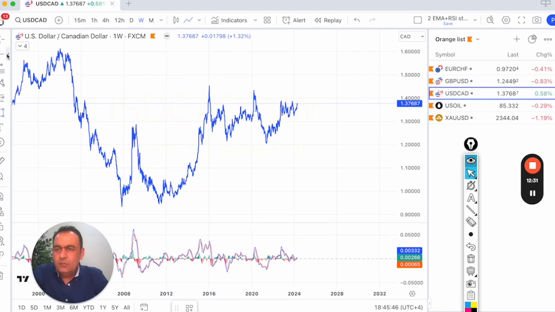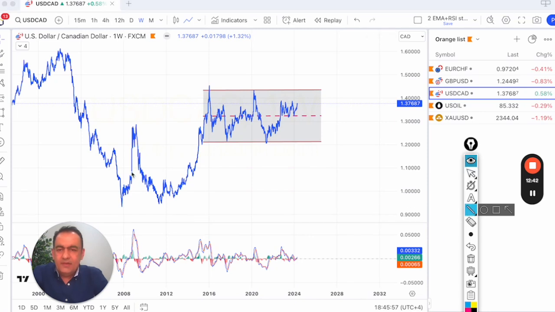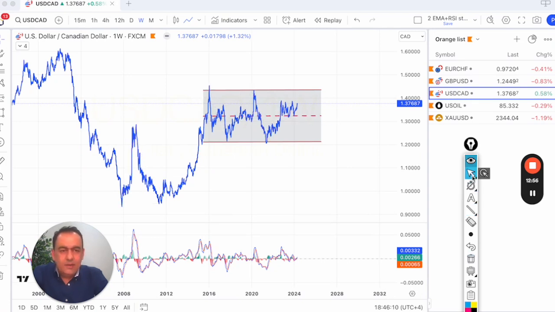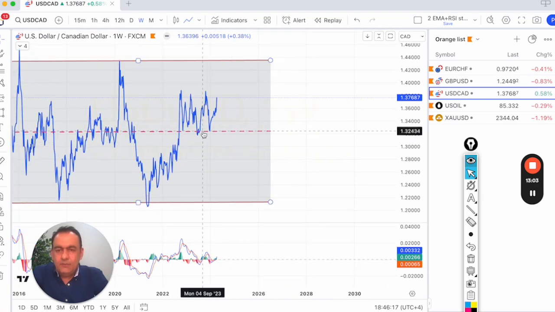So I'm going to mark a parallel channel connecting the highs. After this massive bull run, this currency pair starts moving in the sideways direction. Now this is the mid level of the sideways channel, and recently USDCAD has formed another support precisely on the mid level here.